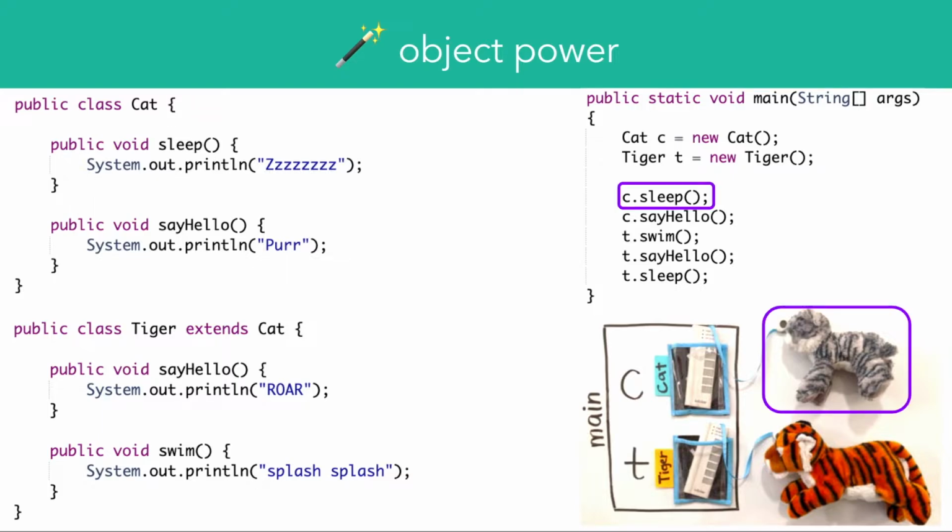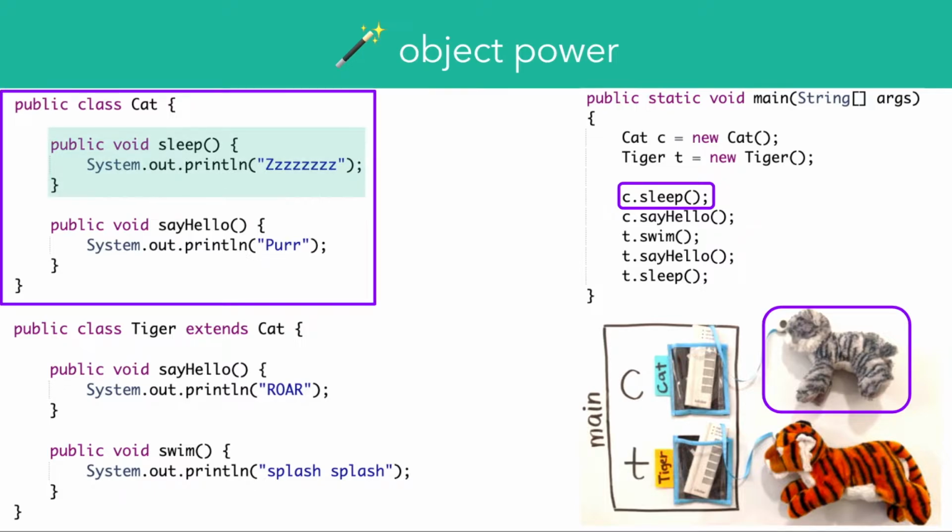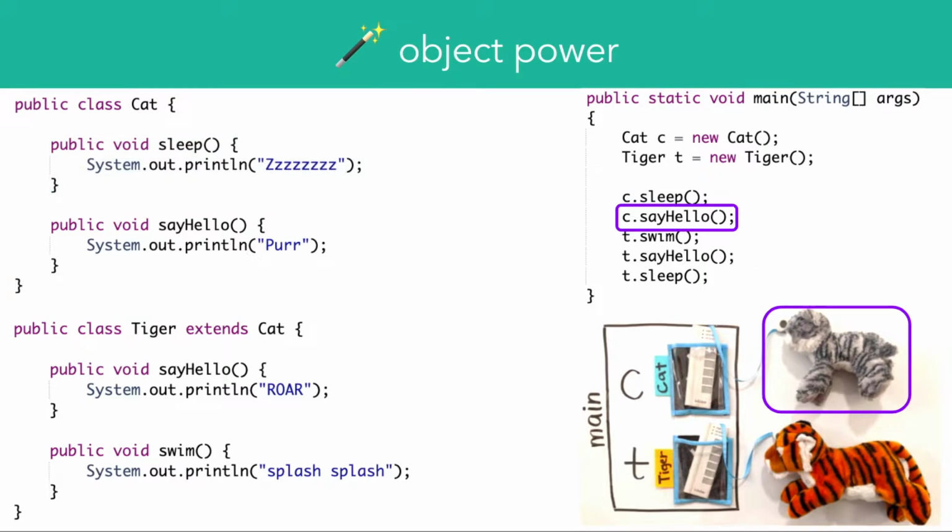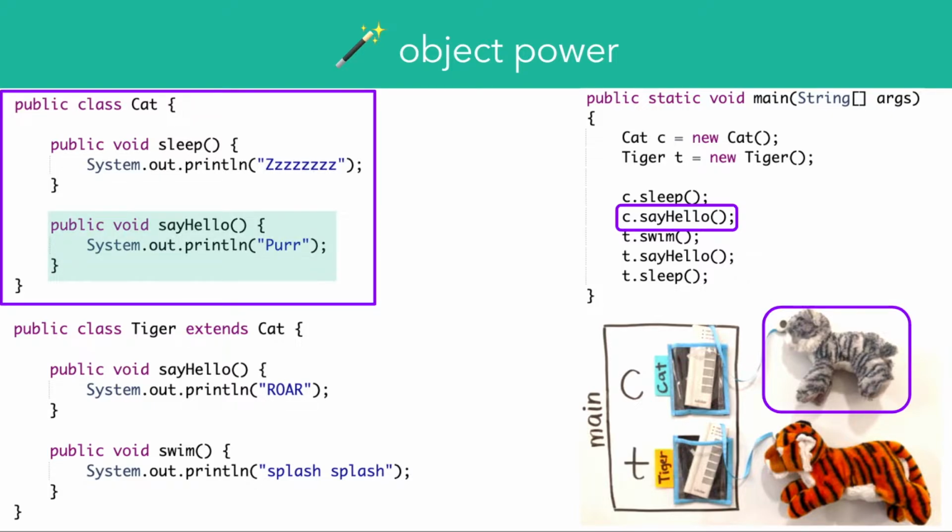This line of code shows the method sleep being called on object c, which is referencing an object of type Cat. Because of this, we will look into the Cat class to find that method. It is there and will output zzzzz. The next line of code shows the method sayHello being called on object c, which is referencing an object of type Cat. Because of this, we again look into the Cat class to find the method sayHello. It's there and it will output purr.